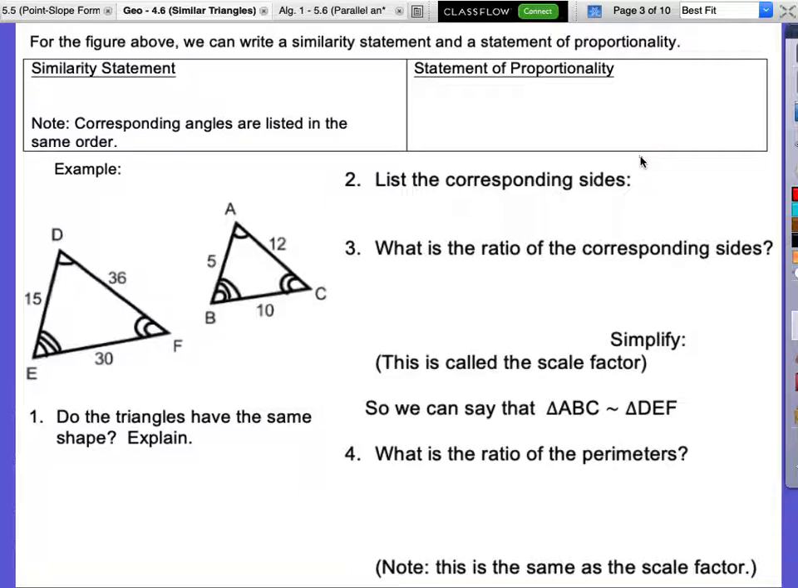Okay. So for the figure right above this, right above this halfway part, we can write a similarity statement and a statement of proportionality. Just like we had a congruent statement, we have a similarity statement. So it already said triangle ABC was similar to triangle DEF. And note, we still put the corresponding angles in the same order, just like we did with our congruent triangles. That means similar.